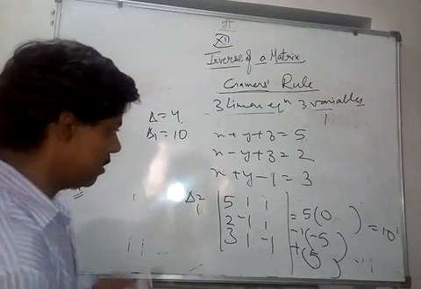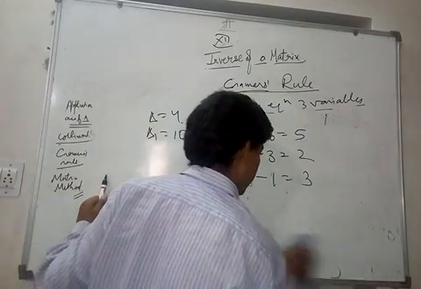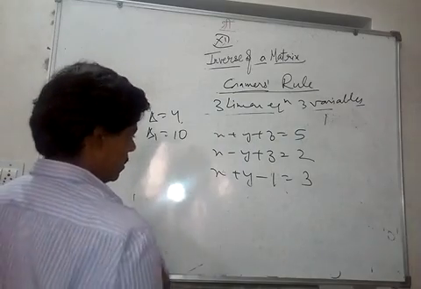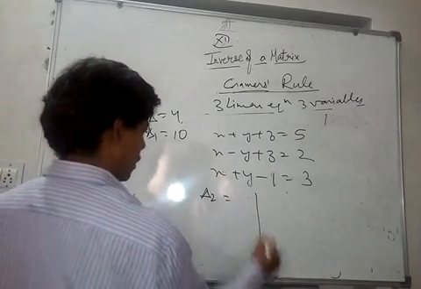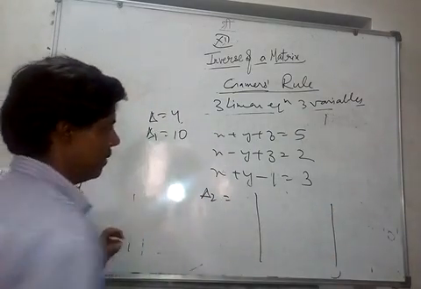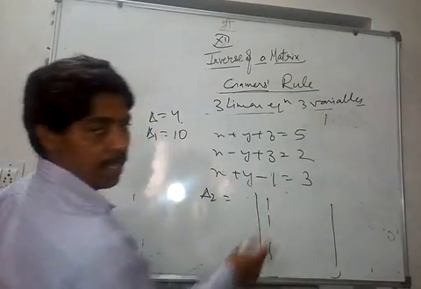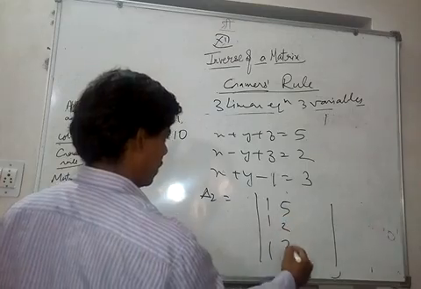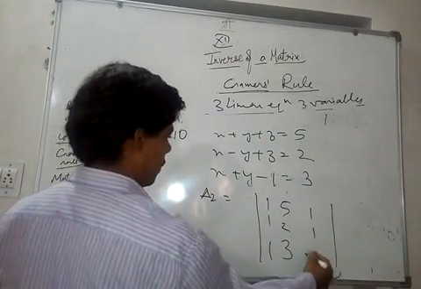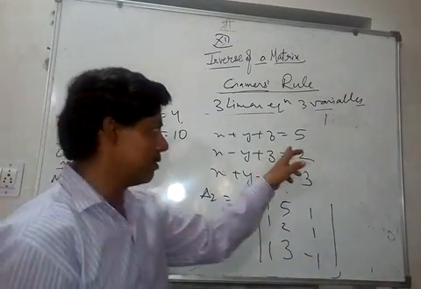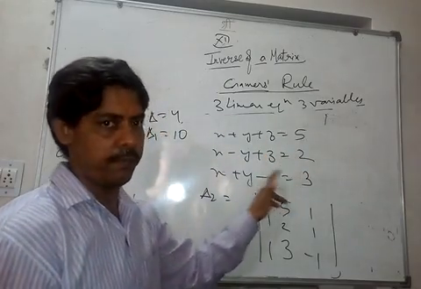Now we'll calculate delta 2. So delta 2 comes out to be like this. This determinant we are having. So 1 1 1 will remain the same. Y will be replaced by 5 2 3, and this will be 1 1 minus 1. Remember, d1 d2 d3 should be on the other side of the equal sign.